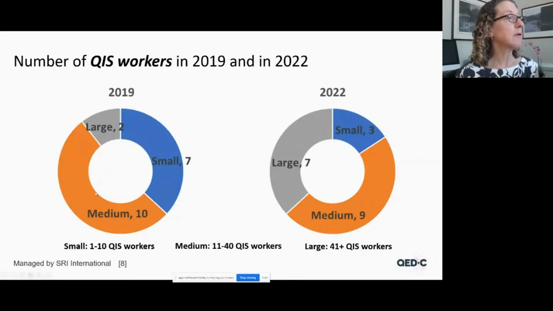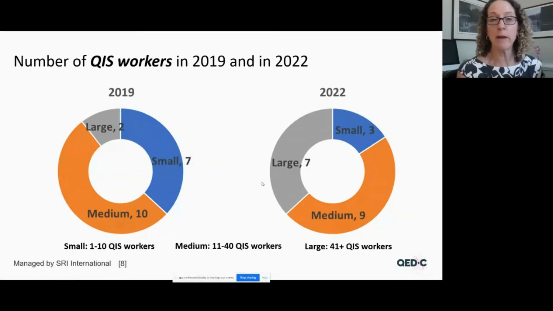And the number that said that they were large, medium, or small went from what you see on the left to what you see on the right. So of the respondents, only 2 were large when we did the survey, but many of them thought they would be growing significantly and become large in 3 years. So fewer small companies, more large companies. So in other words, the companies that answered our survey said they're growing, they're looking to hire.